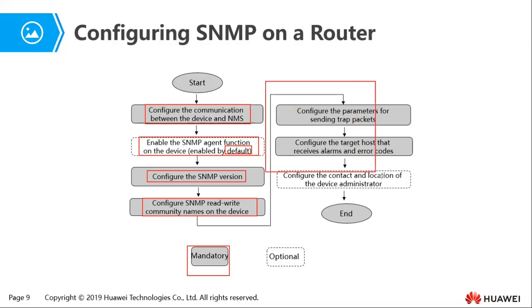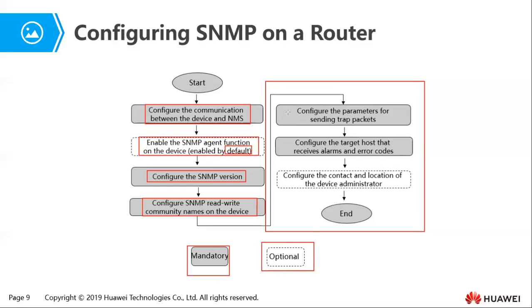On the other hand, these processes we're having here are optional. So for example, you can configure parameters for sending trap packets. As we've said, for example, you can set that if on a certain port there's congestion, you want to get a notification, so it will send a trap. You can also configure the target host that receives an alarm and error codes. You can also configure the contact and location of the device administrator.